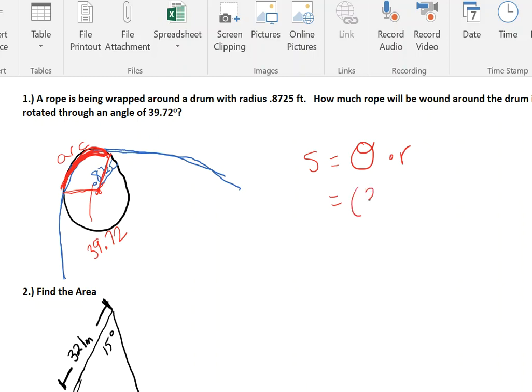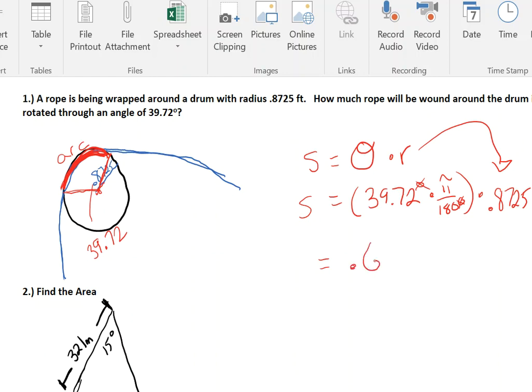So what we're going to do is I'm going to take 39.72 and I'm going to times it by pi over 180. Okay, again, we make sure those degree signs are going to cancel out. And then the radius is going to be 0.8725. I can go ahead and put this all in my calculator and we're going to round to the nearest hundredth, 0.61 feet.